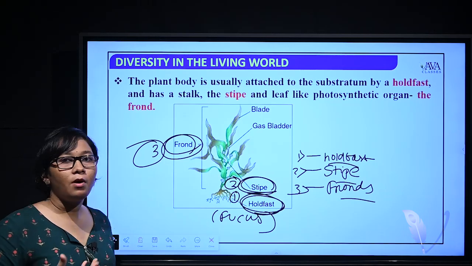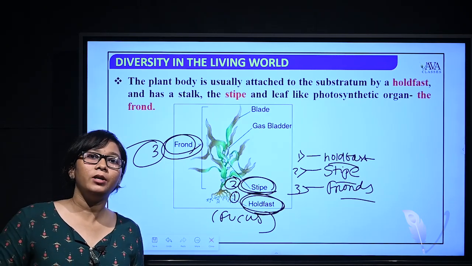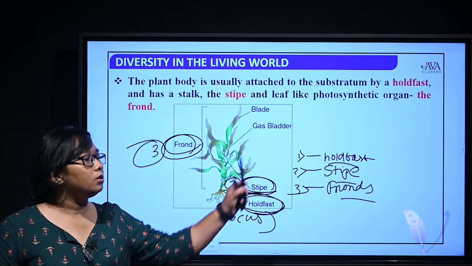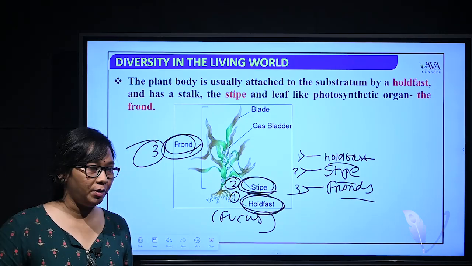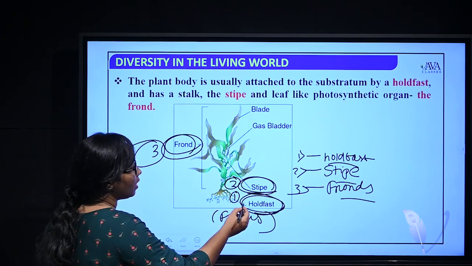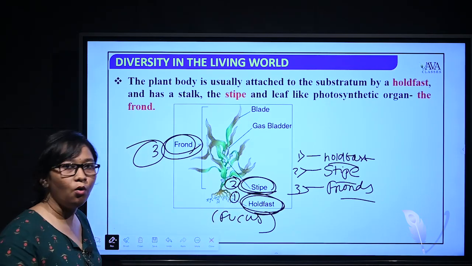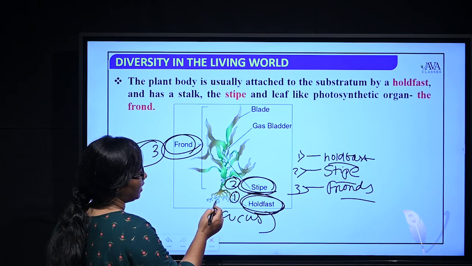As they are found in water currents, in flowing water, the holdfast is a structure for attachment. Okay, clear? So in brown algae you will also see holdfast, for attachment purpose.